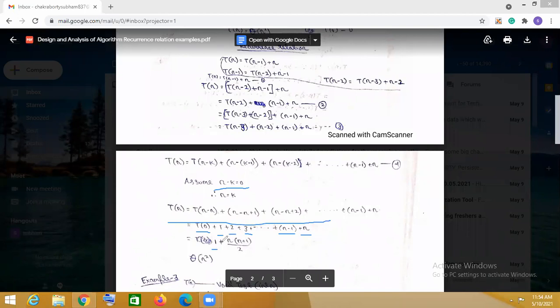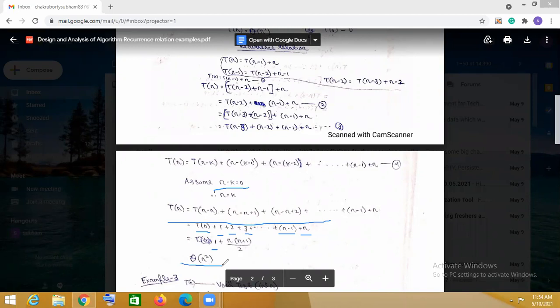Now how can we say the order? If we simplify it, it becomes (n square plus n) by 2. What will be the highest order of n? The highest order of n is n square. So we can say that it will be on the order of n square, or theta of n square, or big O of n square. So this is the way to solve a recurrence relation using the substitution method.